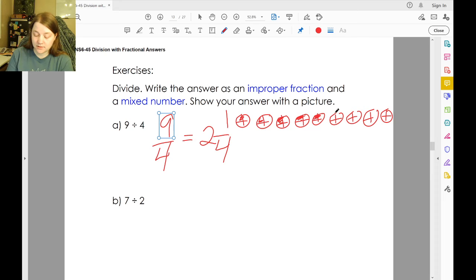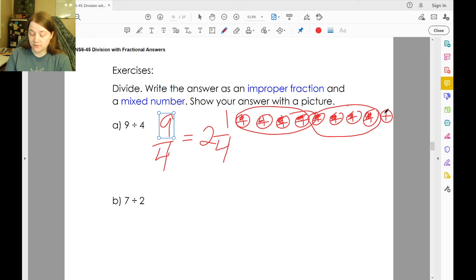Hello. Color, color, color. There we go. Continue to color in that fourth. We can see that it takes 1, 2, 3, 4. These together make 1 whole, which means I have this 1/4 over here that's refusing to be colored. There is 1/4 left over. So that makes 2 1/4.